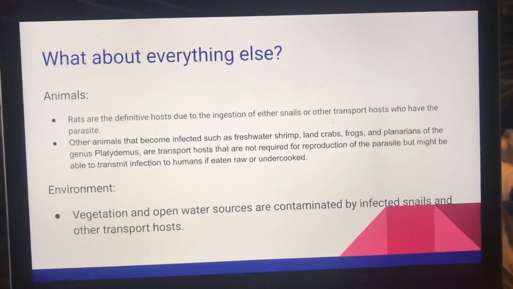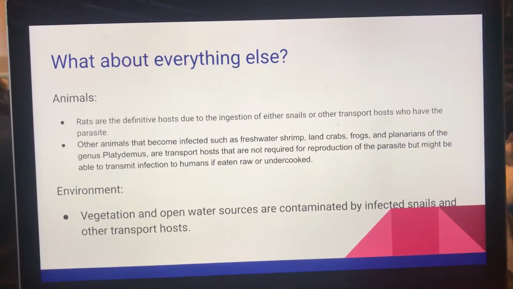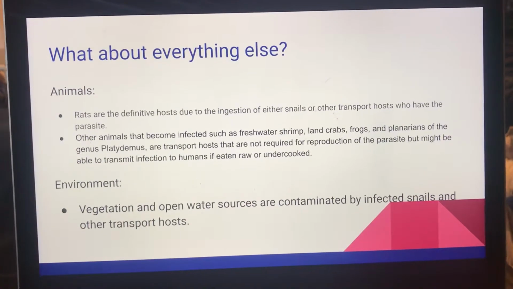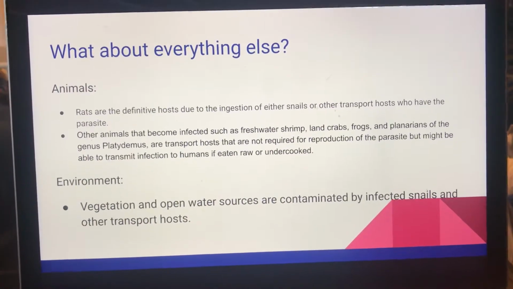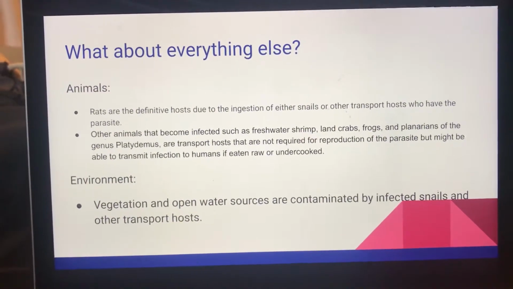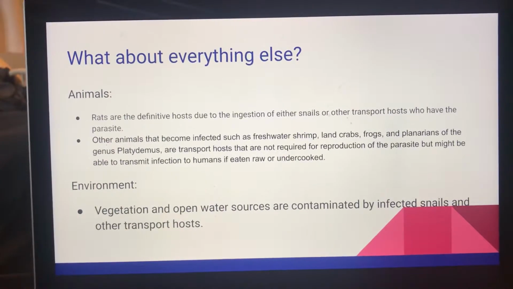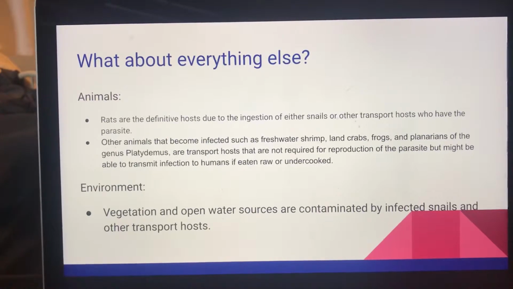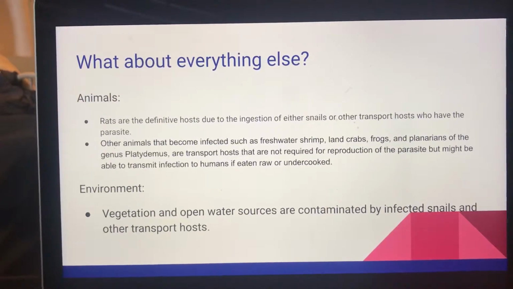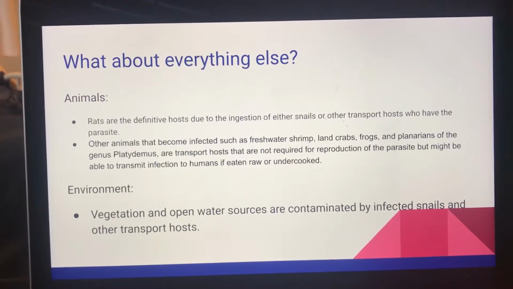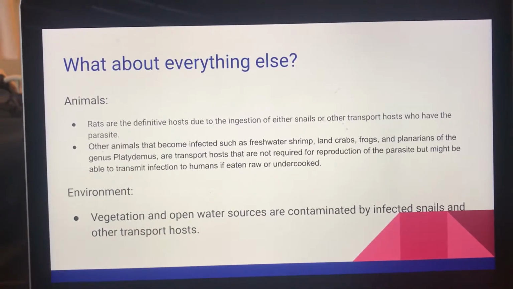Other animals besides the rats, I know some frogs or planarians of the genus Platydemus, can become transport hosts. They're not required for reproduction, and they might be able to transmit the infection if eaten raw or undercooked, but there's not a lot of leads on that. There have only been a select few cases, but rats are most definitely the definitive host. They have them in their pulmonary arteries for reproduction and all that other stuff. It's mostly just the rats.